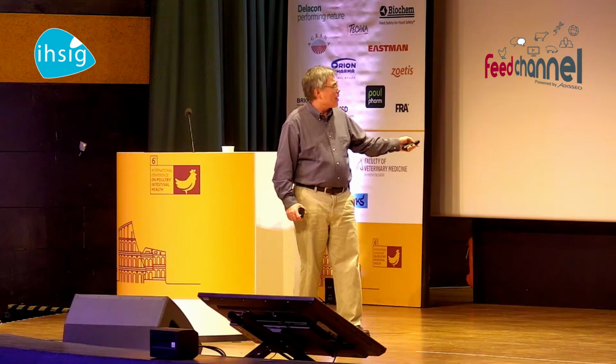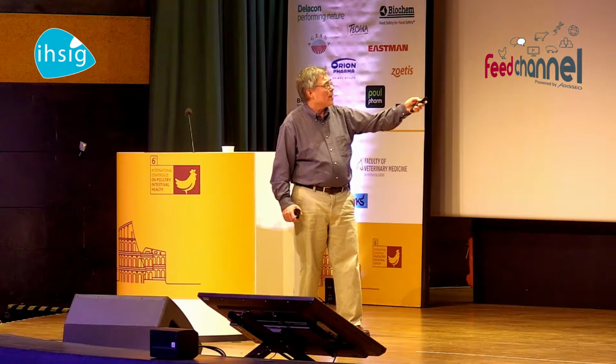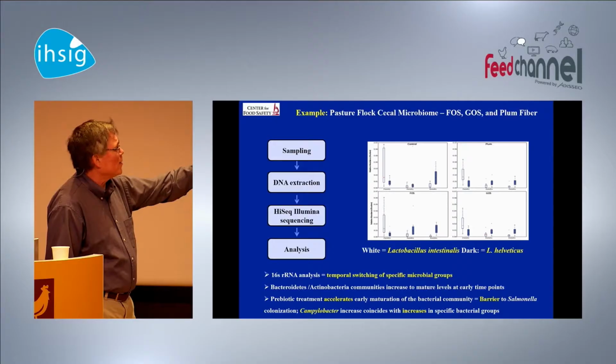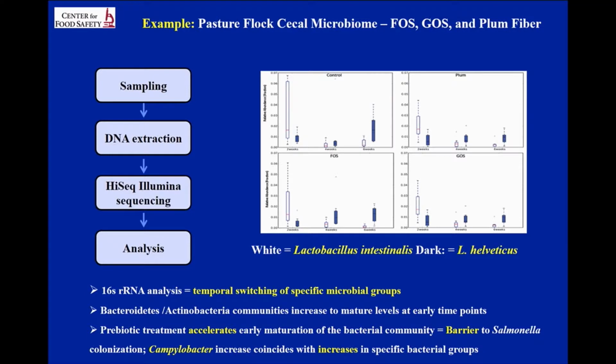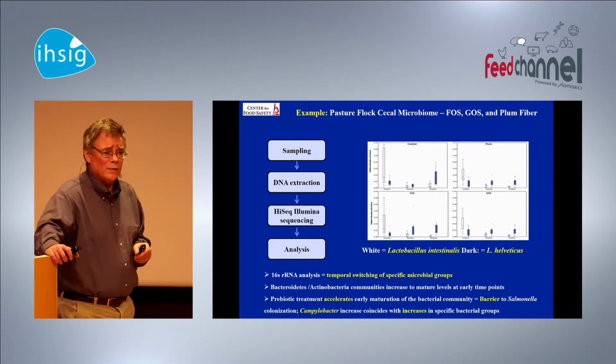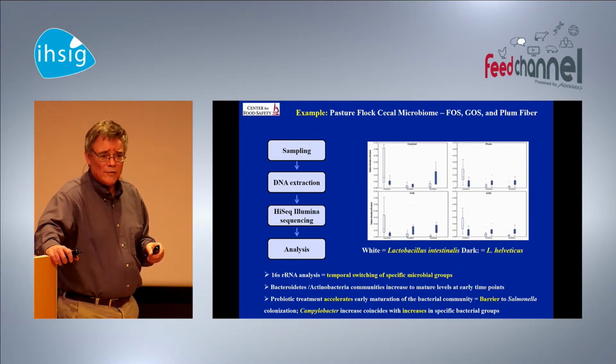The key thing we took out of this: we looked at FOS and GOS, and then we had plum fibers as a non-prebiotic control, a more neutral type compound, to see if there were distinct prebiotic effects. The prebiotics tend to accelerate maturation of the bacterial community and therefore presented a barrier to Salmonella. That's a key point, as we've talked in these sessions about the importance of age and the development of the microbiome. With a lot of these feed additives, we have to think about how they impact the development and maturity of that microbiome as it goes along.